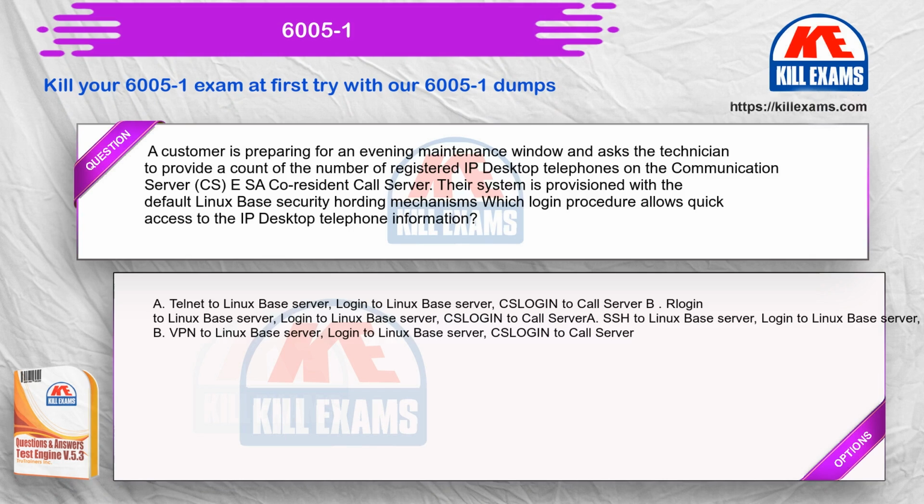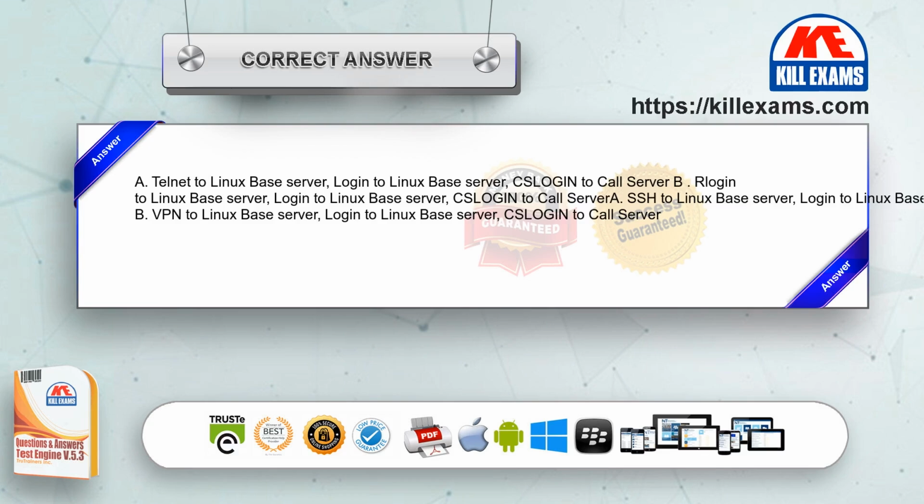B. Login to Linux-based server, login to Linux-based server, CS login to core server. Option C. SSH to Linux-based server, login to Linux-based server, CS login to core server. Option D. VPN to Linux-based server, login to Linux-based server, CS login to core server. The correct answer is option C.